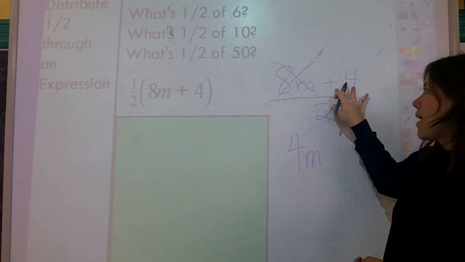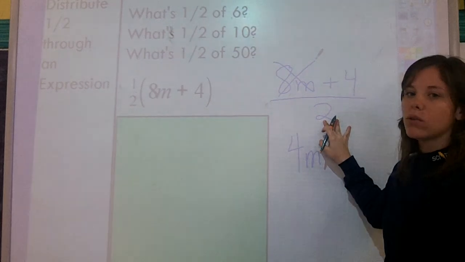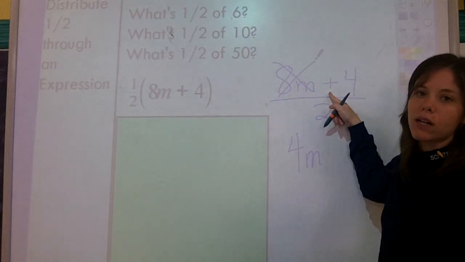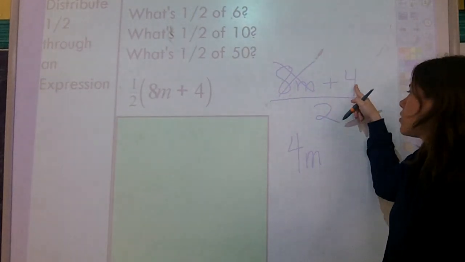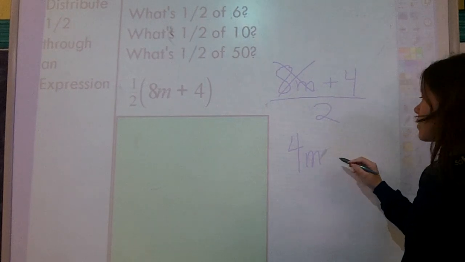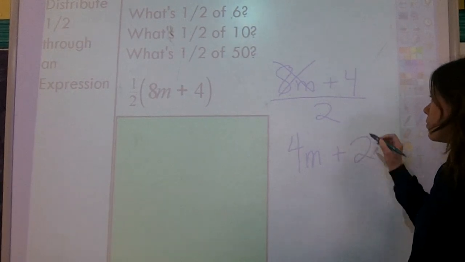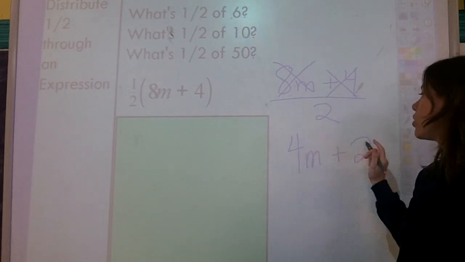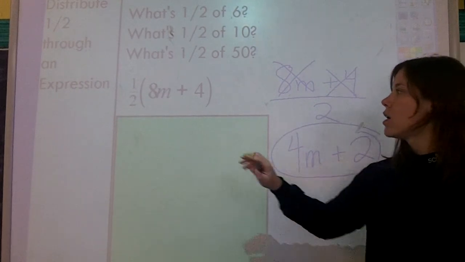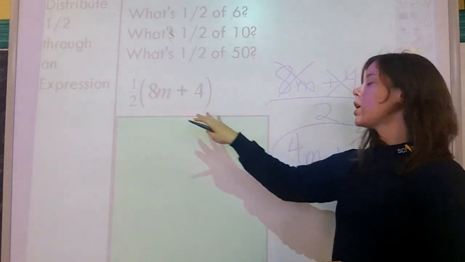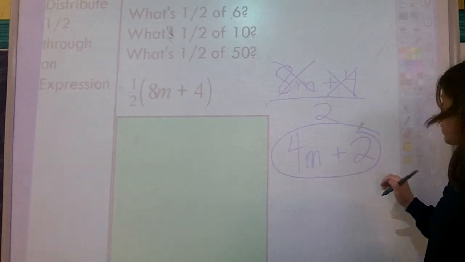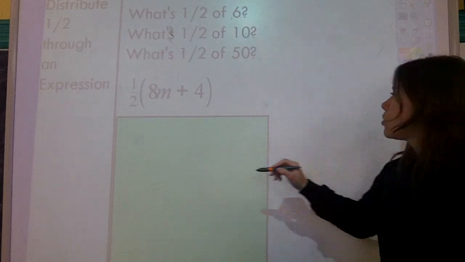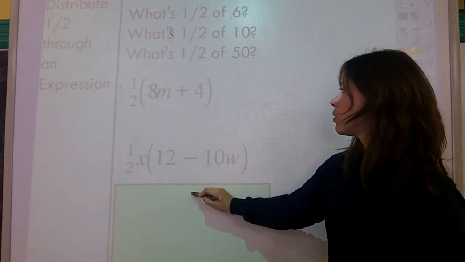Now I need to do a positive 4 divided by 2. This plus sign is going to act like a positive. So positive 4 divided by 2 is positive 2. I'm finished with this. I just divided both of my terms by 2, so this is my final answer. Half of 8m plus 4 is 4m plus 2. Let's take a look at 2 more, then you'll practice.